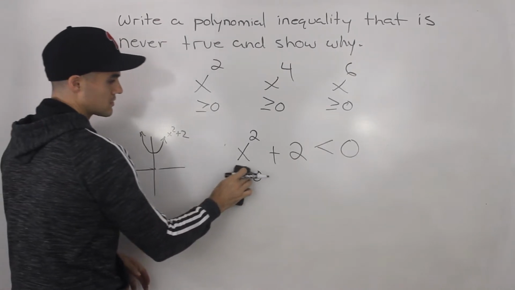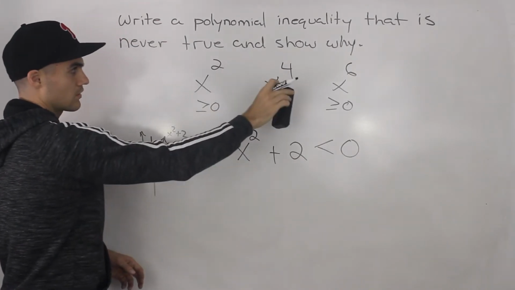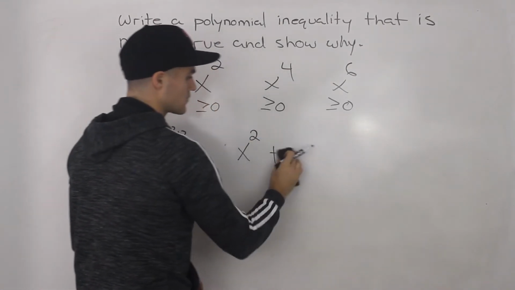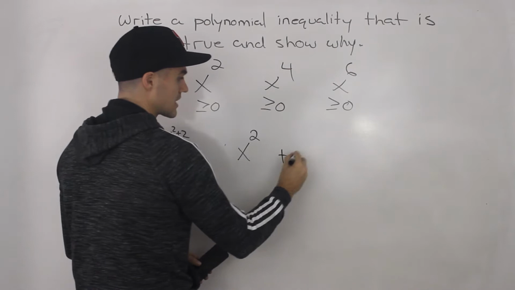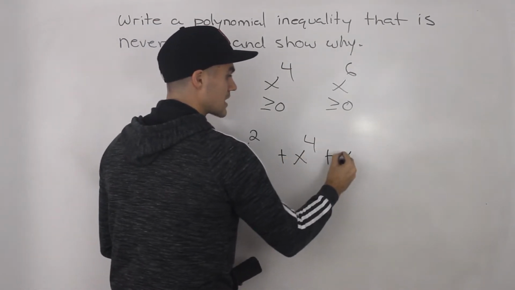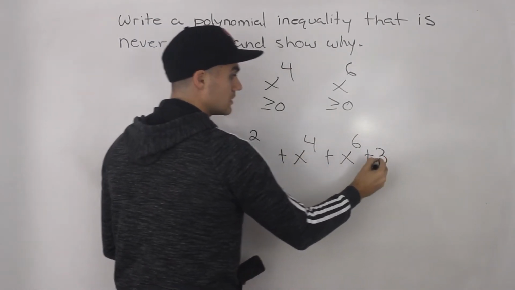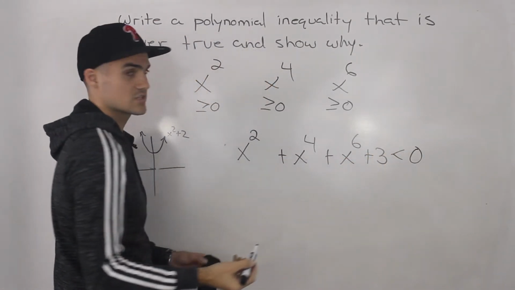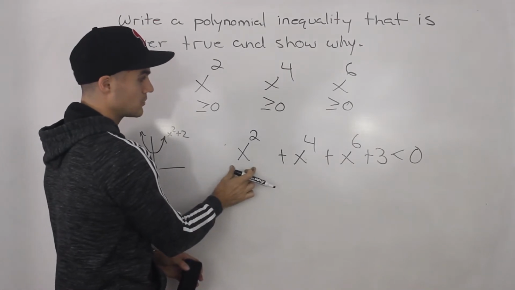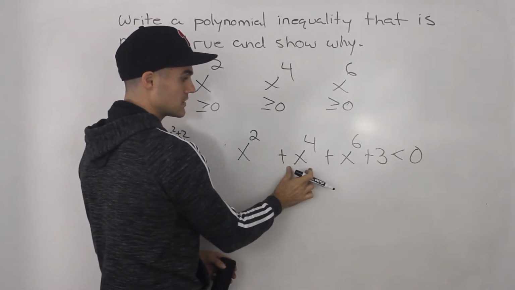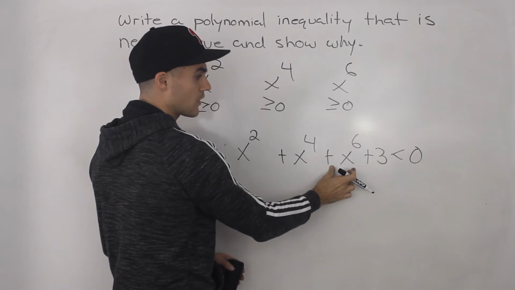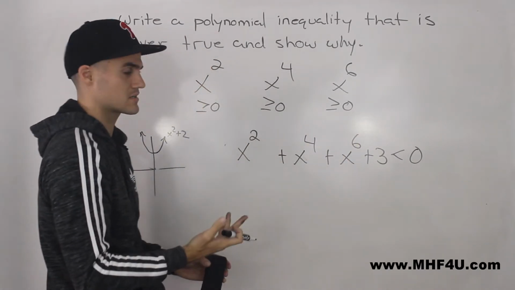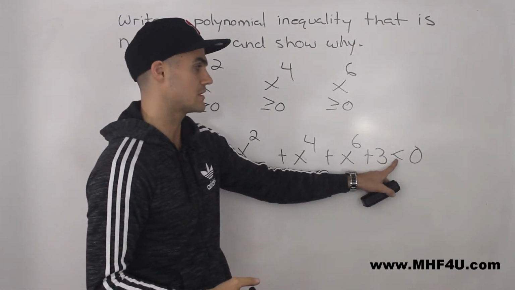And you can also add in other variables that have even exponents. So we don't just have to have an x squared. We can have maybe x squared plus x to the 4 plus x to the 6 plus 3. And this we can say is less than 0, which is never true. Because this is always going to be greater than or equal to 0. This will always be greater than or equal to 0. This will be greater than or equal to 0. Then this plus 3 always guarantees this left side to be positive, meaning it can never be less than 0.